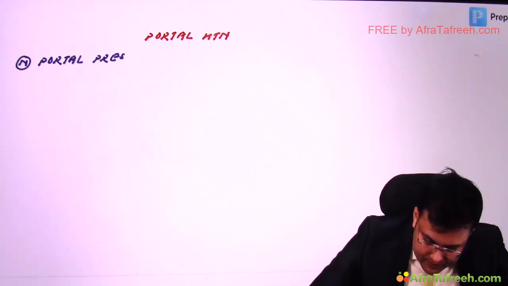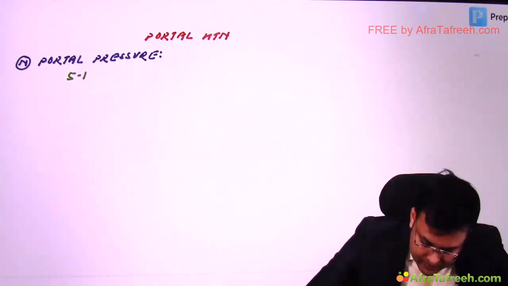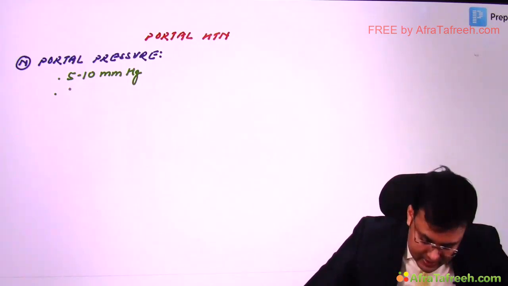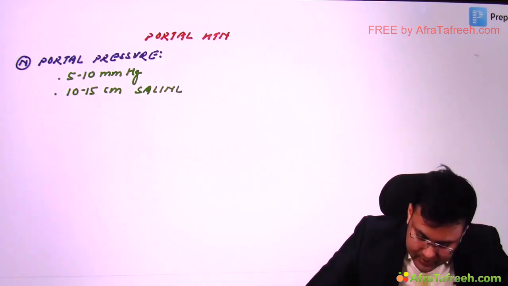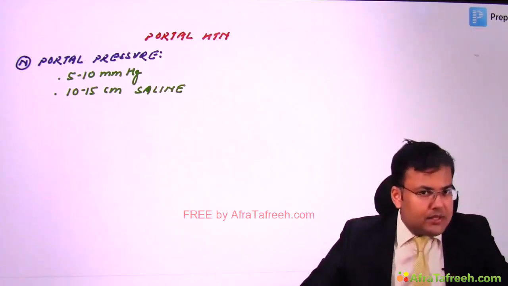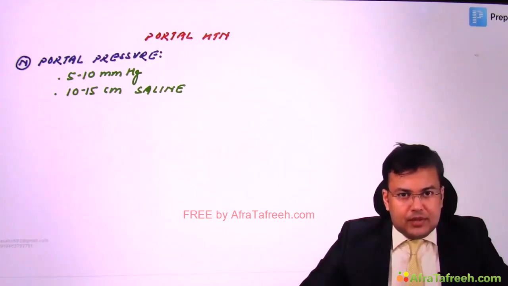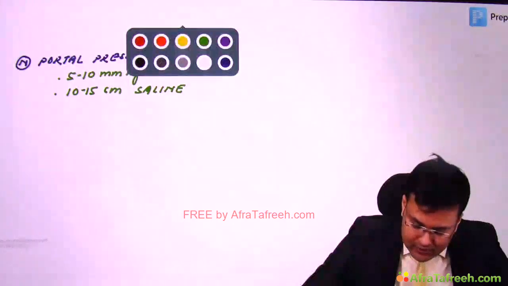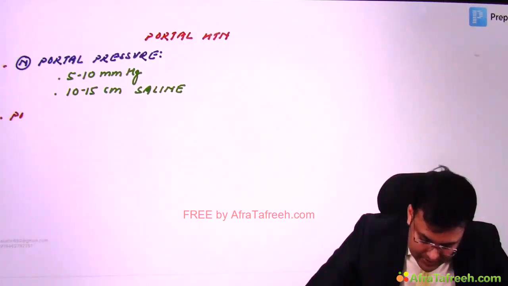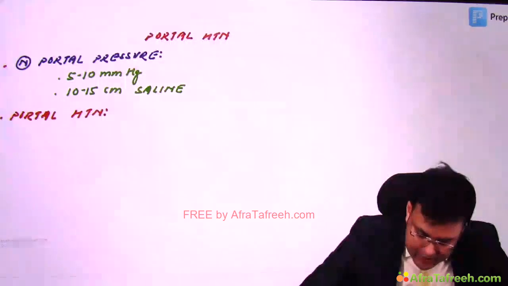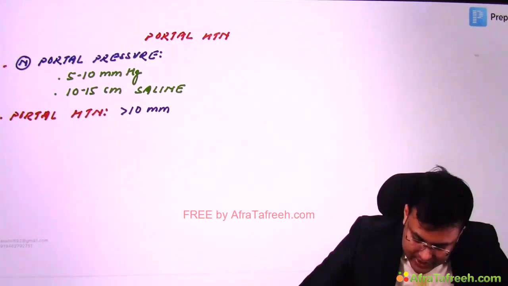Normal portal pressure is 5 to 10 mmHg. And the second question, which is asked in the form of saline, and that is 10 to 15 centimeter saline. Right? So if the normal portal pressure is 5 to 10 mmHg, what is the definition of portal hypertension? So portal pressure more than 10. So in portal hypertension, the pressure is more than 10 mmHg.